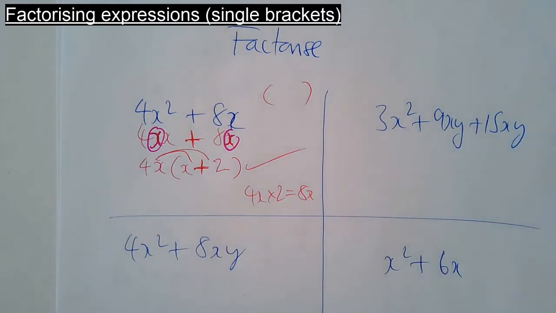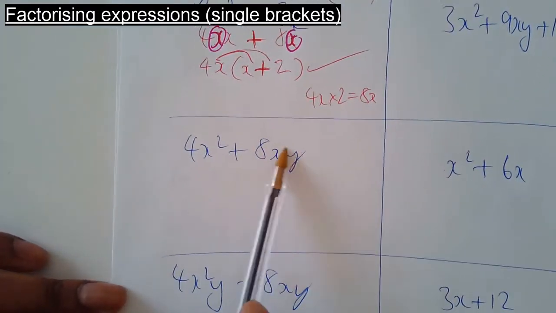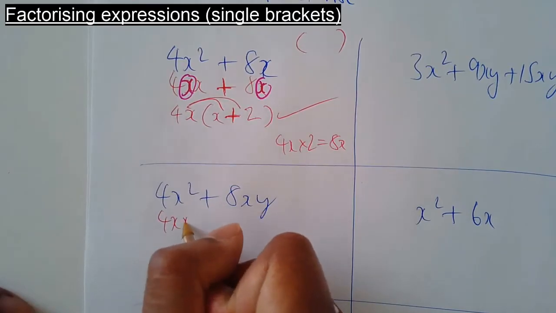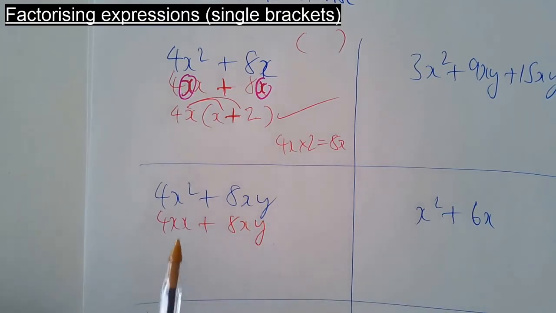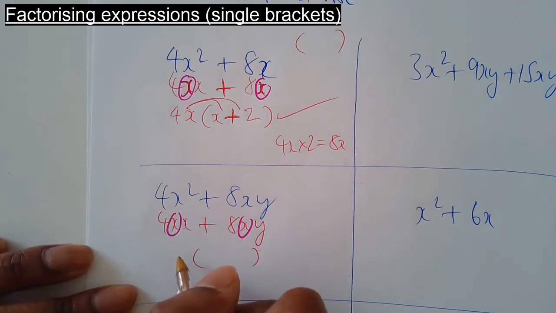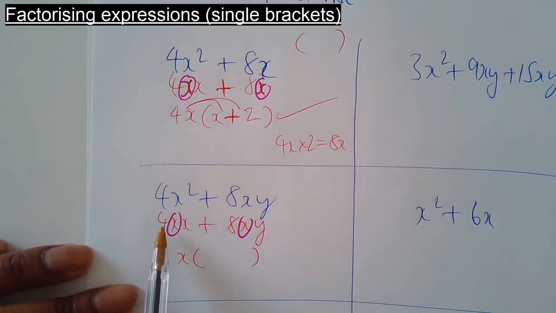There. Next question, a slight modification of the one above. So break this down. Look for the letters that are matching. There's an x here, there's an x there. Nothing else is matching. So obviously that x goes on the left side of the bracket. The biggest number that goes into 4 and 8 is 4.